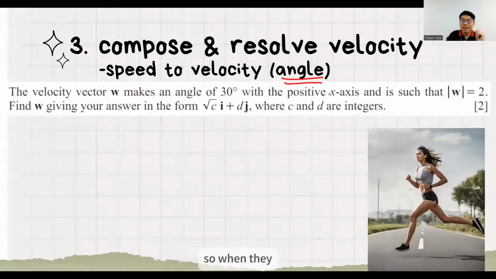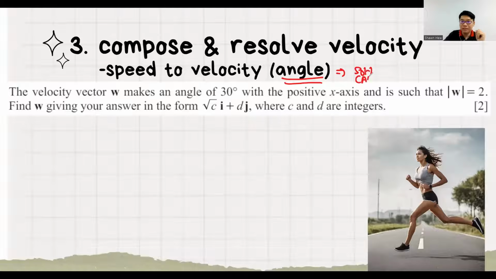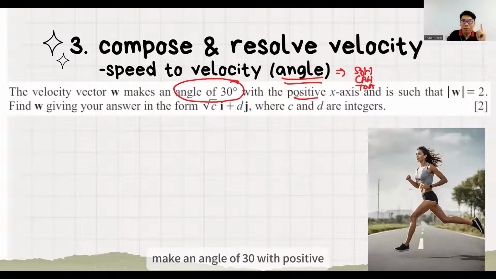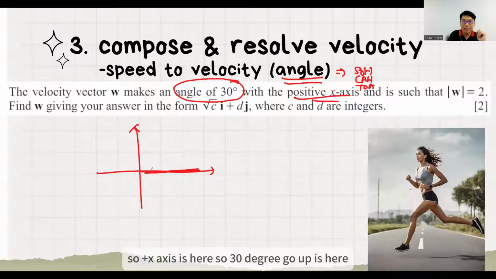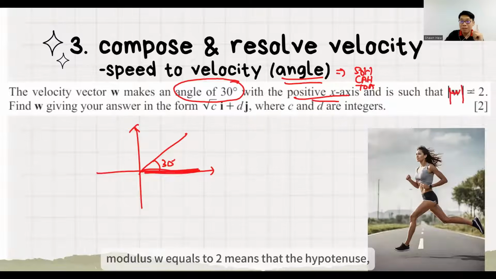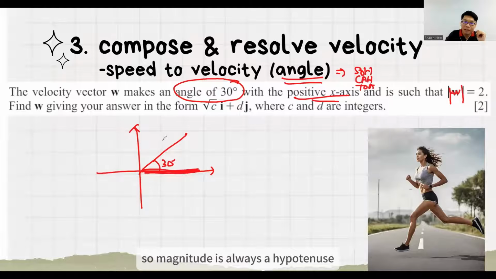Okay, just like that. Second situation that they ask you to change from scalar to vector is they give you angle. So when they give you angle, you need to use trigonometry to solve it. They say the velocity vector makes an angle of 30 with positive x-axis. Okay, we draw it out. So positive x-axis is here. So 30 degrees going up is here. Modulus W equals 2 means that the hypotenuse, the distance, the magnitude of W is 2. So magnitude is always a hypotenuse.